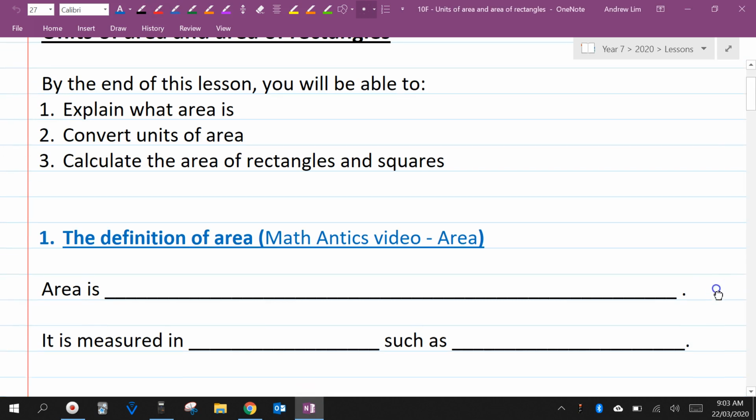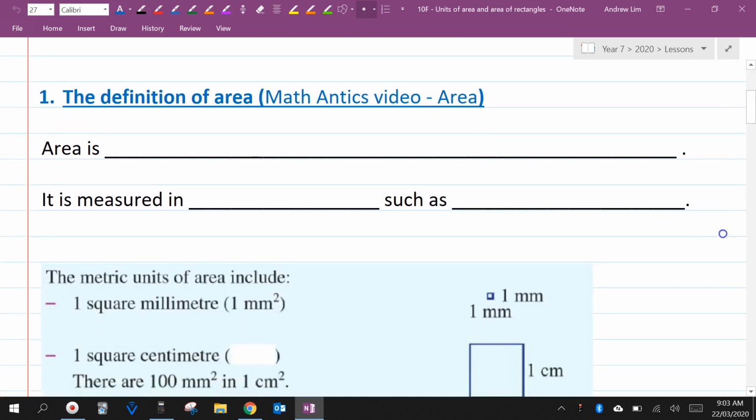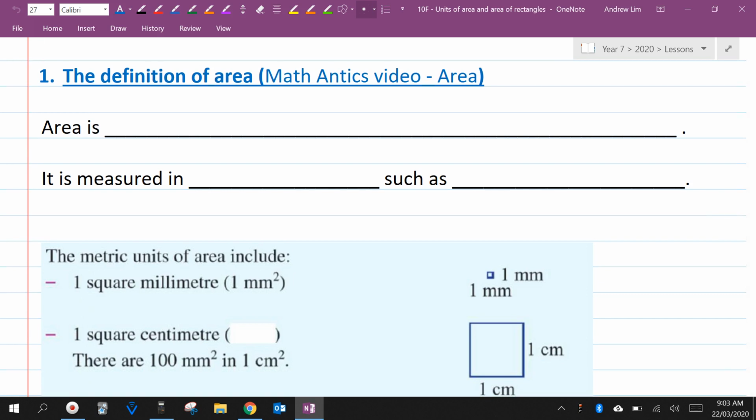So let's first look at the definition of area. What I would like you to do right now is pause the video and open up the Math Antics video in the description and watch until about 4 minutes and 48 seconds and then just stop there. And then I'll get you to come back to this video and continue playing it. Okay, so you should have finished watching the Math Antics video.